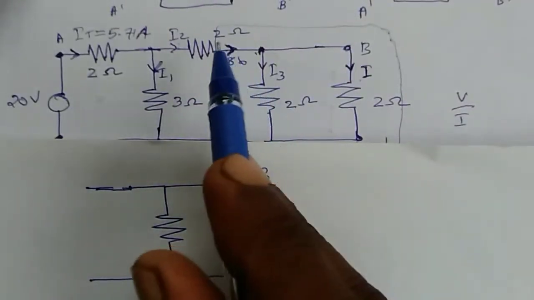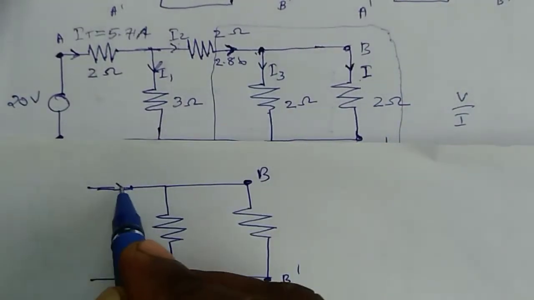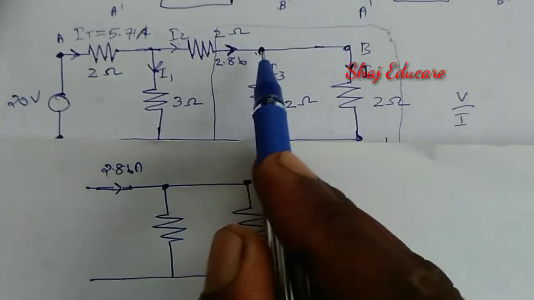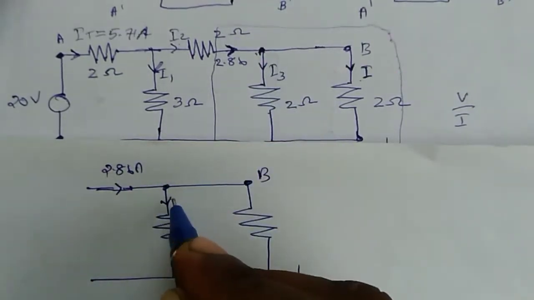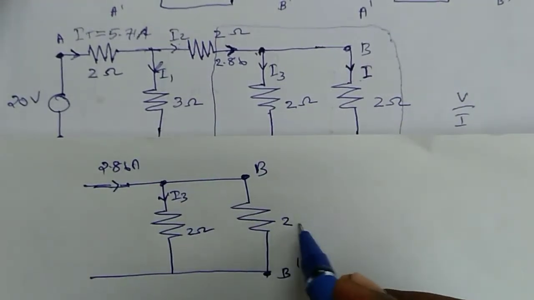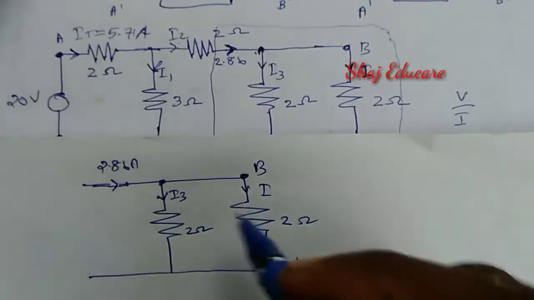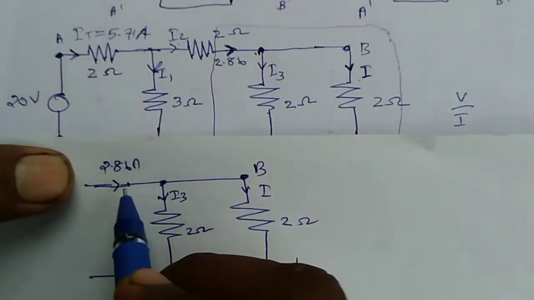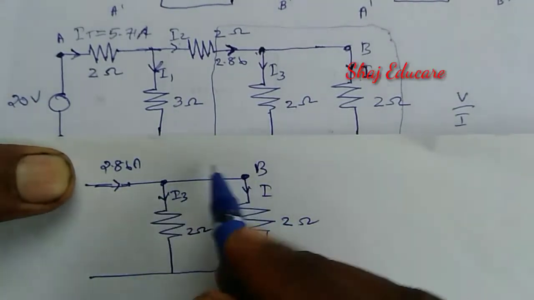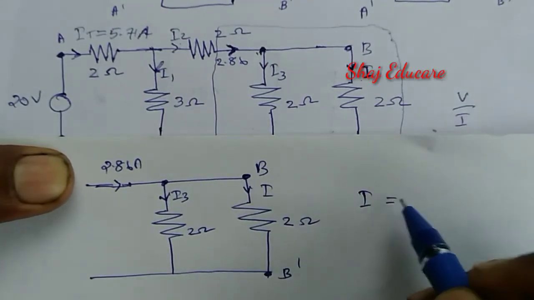Okay, I have redrawn this circuit. This is the 2.86 ampere current, then this node, and this is I3, a 2 ohm resistance, and again this is a 2 ohm resistance, and I. Here the total current is 2.86. Let us find I by using the current division rule.